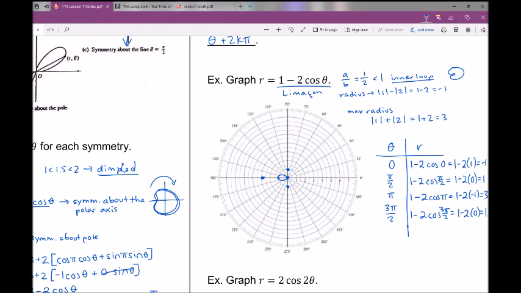And the way that we finish out this graph is we just connect all of our dots with as smooth of a curve as you can get.